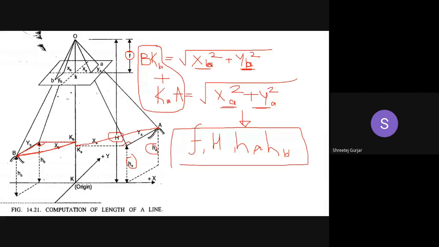This chapter is very interesting, so make sure you attend. It is also very easy compared to curves and trigonometry, triangulation and tachometry. You can score very easily. This derivation we will continue in tomorrow's class. If you give your attendance, you are free to exit the session.